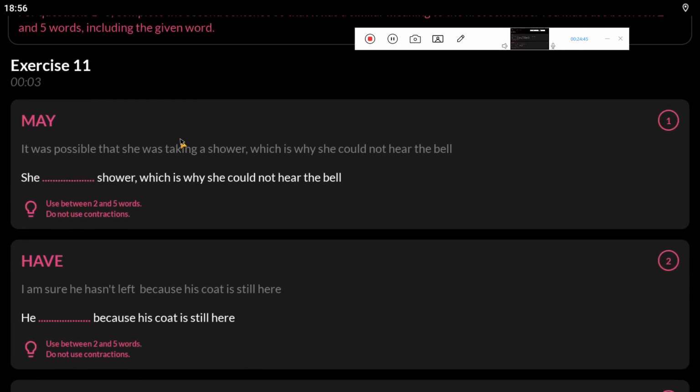Let's give it a try, this one. Please, could you help me reading this sentence, Adela, please? It was possible that she was taking a shower, which is why she could not hear the bell. Okay, so we have to use the modal verb may. So she what? She may be in the shower.